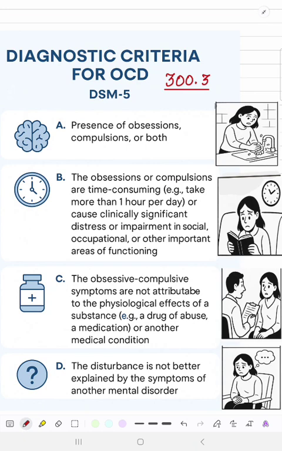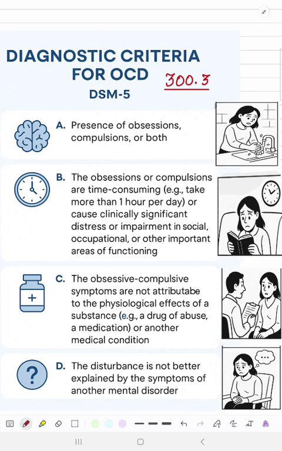So the diagnostic criteria of OCD have been revised again and again. First, it was given by DSM-5. It was also given by ICD-10, and it has been revised in ICD-11. So we will be quickly discussing the OCD diagnostic criteria according to DSM-5 and ICD-10.